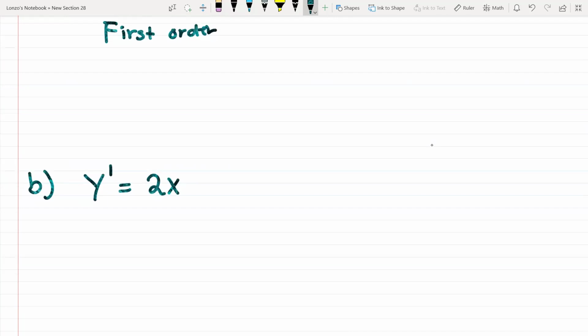The same thing with B, y prime equals 2x. It's not the exponent, it's the order of the derivative. It's the highest derivative, so y prime is the same thing as dy dx, right? This is the first derivative, so this is first order.